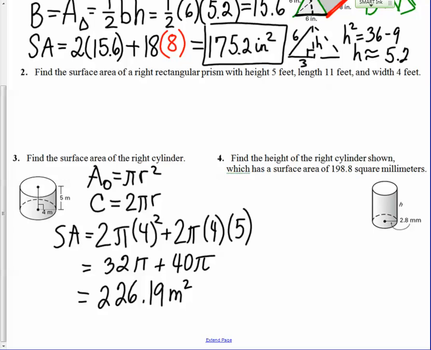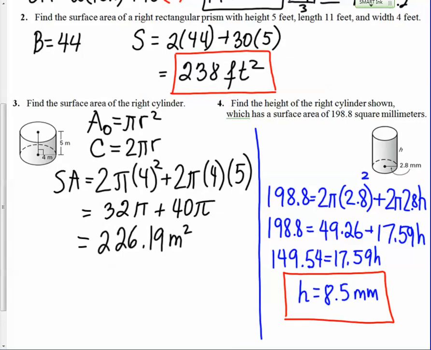Okay, guys, use example 1 and 3 to do number 2 and 4 by yourself. Pause it and then check the answers. Okay, here are my answers: 238 square feet and 8.5 millimeters. Just millimeters, it's just a height.